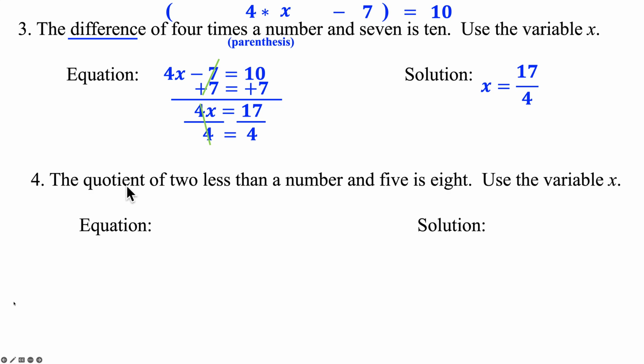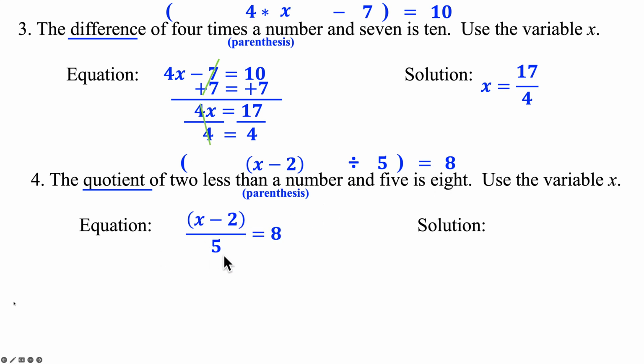The quotient, same as difference. We're going to have parentheses. Of 2 less than a number and 5 is 8. Use the variable x. So again, quotient, parentheses. Where you see the word and, like we did up here where we put the minus sign, you put the division sign. So 2 less than a number, x minus 2, we've got to switch that around, and 5 is 8, is my equal sign. So I'm going to write this with a fraction bar, x minus 2 in parentheses.